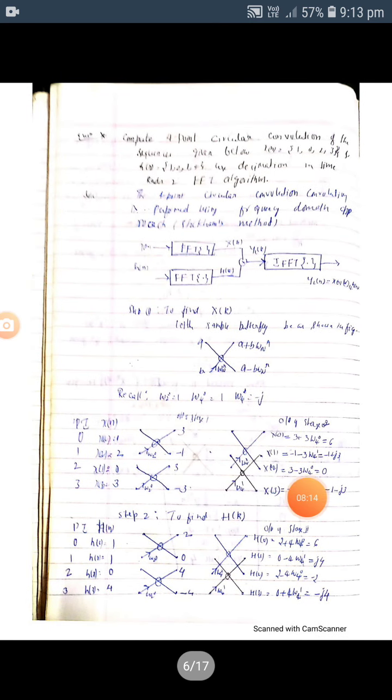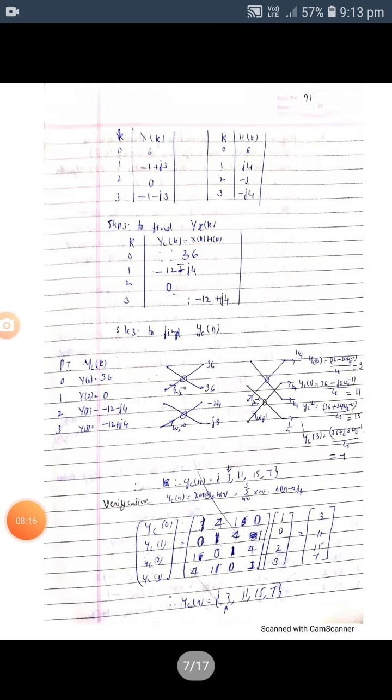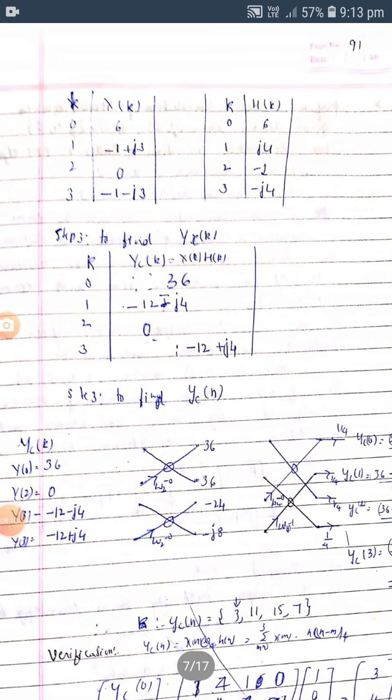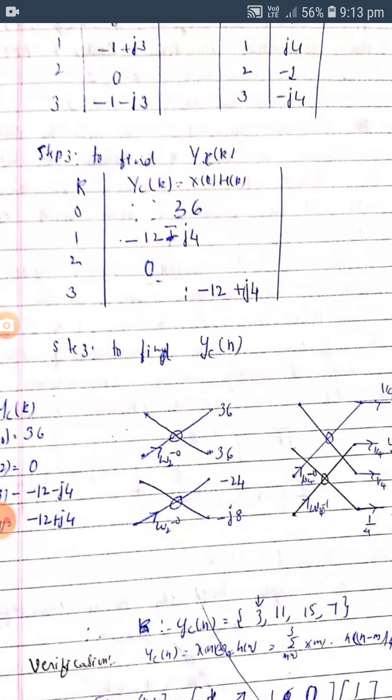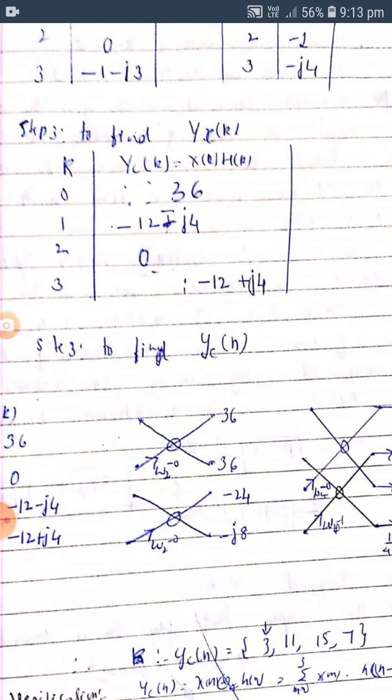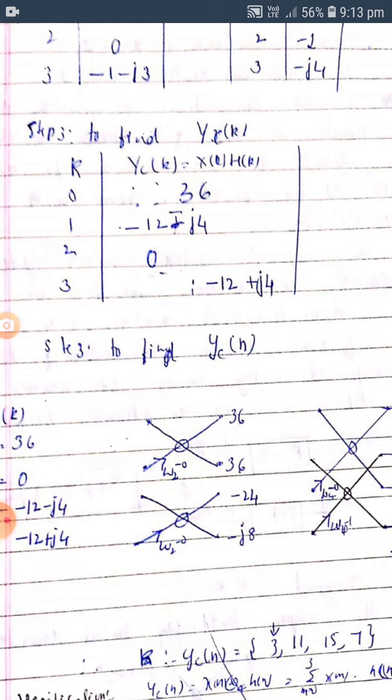Now what we need to do here, multiply your X of k and H of k. Multiply each, X of 0 and H of 0 you have to multiply. Then finally you are getting Yc of k is equal to 36, minus 12 minus j0, minus 12 j4. Now your Yc of k means the signal output which is there in the frequency domain.